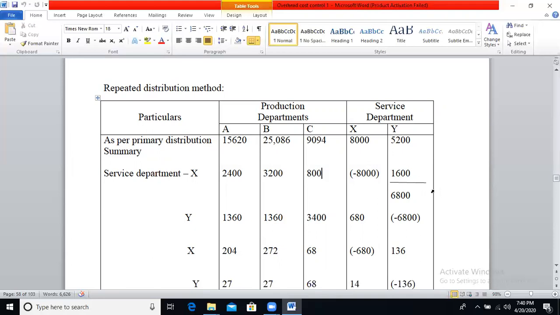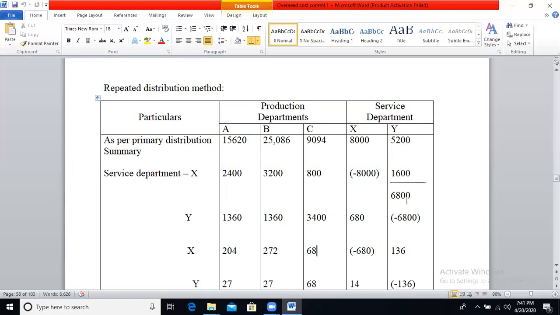That should be reapportioned for department Y. Now the value of X gets cancelled. We have service department Y: 5,200 plus the reapportioned value of X, 1,600. The total value of Y will be 6,800.